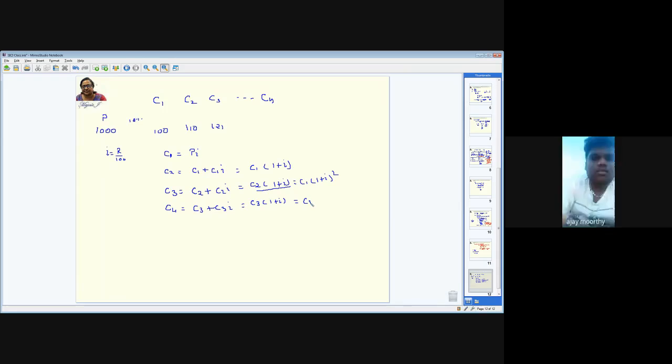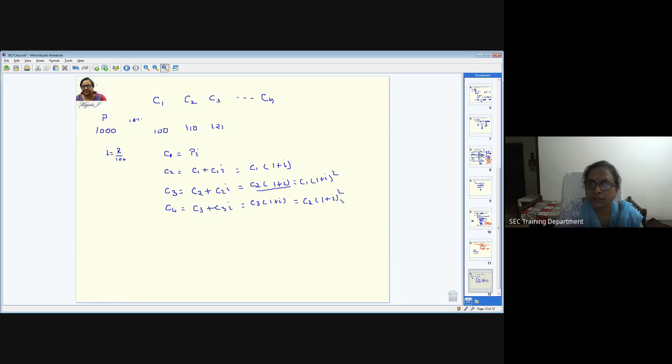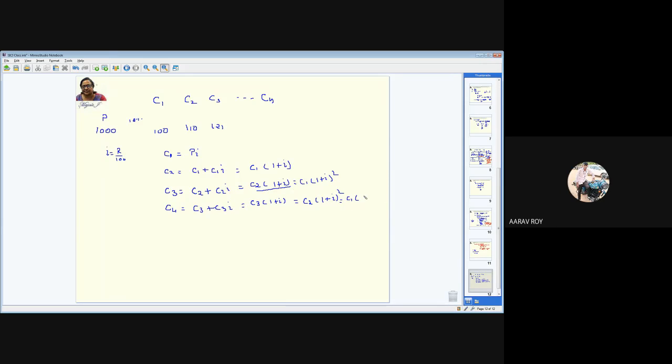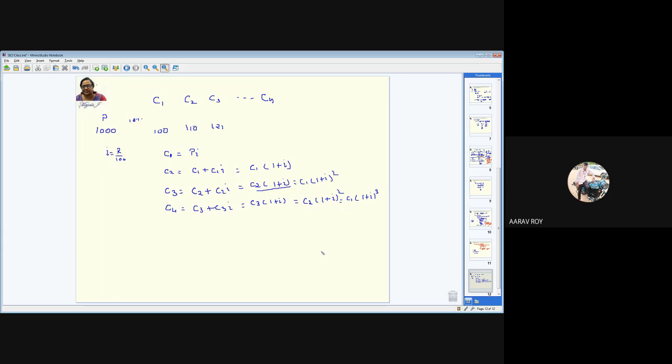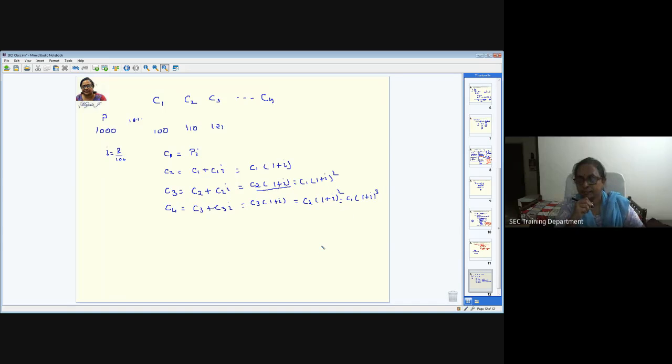C3 is nothing but C2 into 1 plus I, or if I consider C3 in terms of C1, I can write it as C1 into 1 plus I, the whole to the power cube. Is it clear? So basically, what you can see is that the formula is like this.